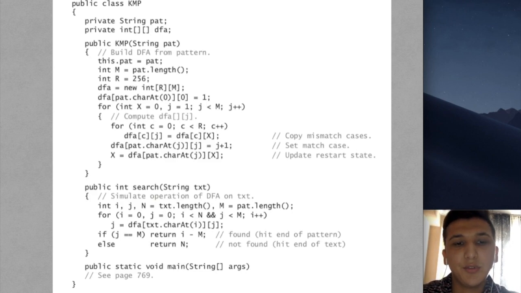This is the source code for the KMP substring search algorithm. You can pause and see the code. The constructor in this implementation of the Knuth-Morris-Pratt algorithm for substring search builds a DFA from a pattern string to support a search method that can find the pattern in a given text string. This program does the same job as the brute force method, but it runs faster for patterns that are self-repetitive.